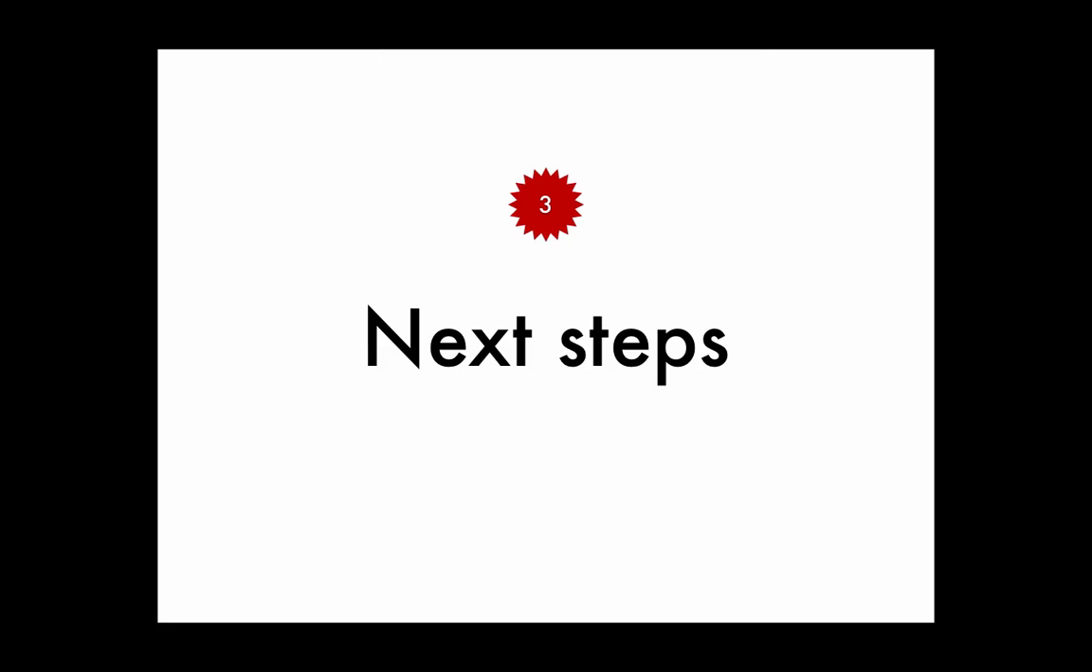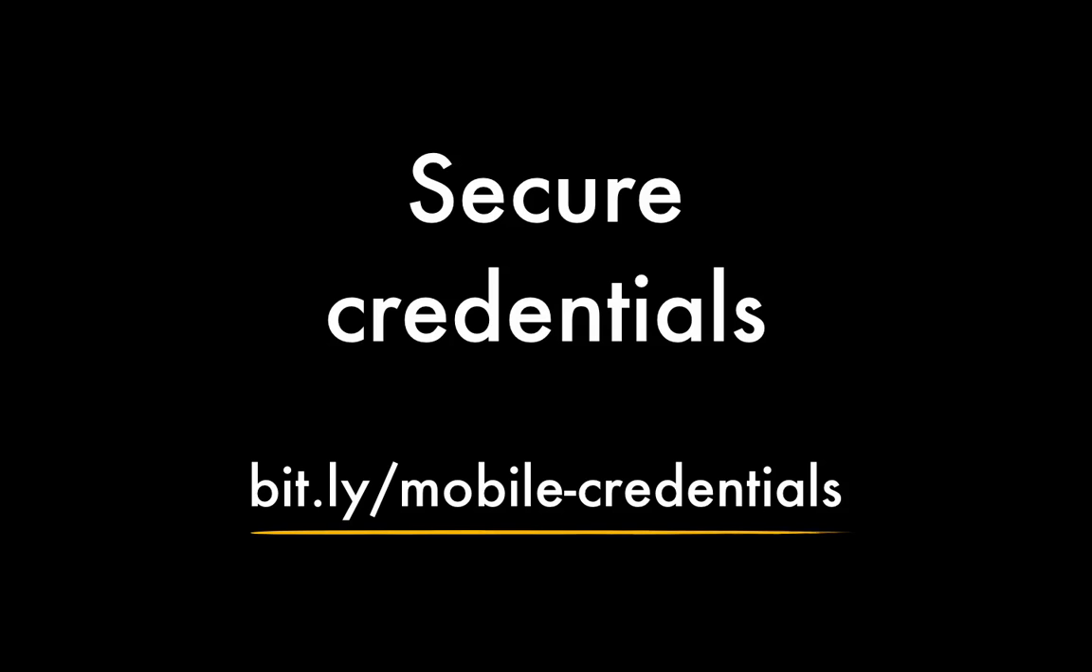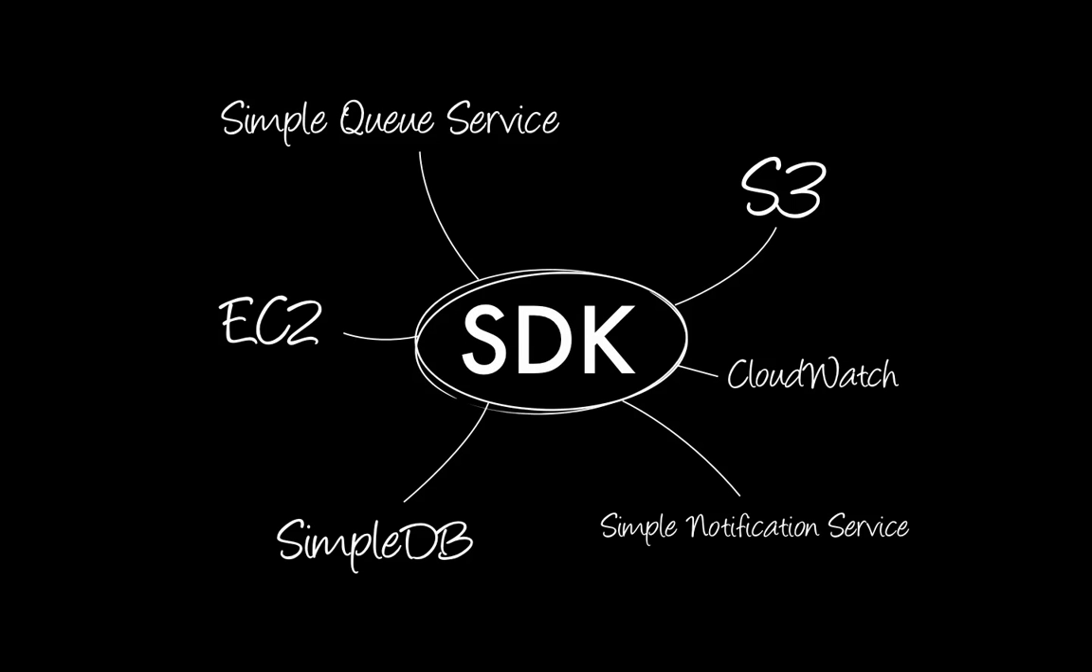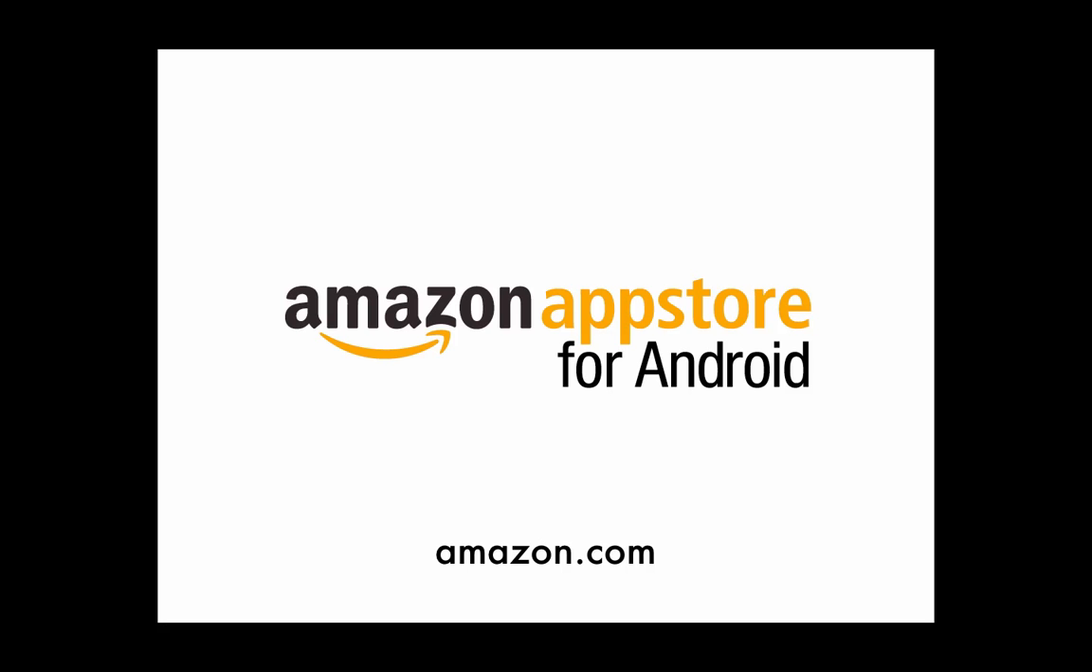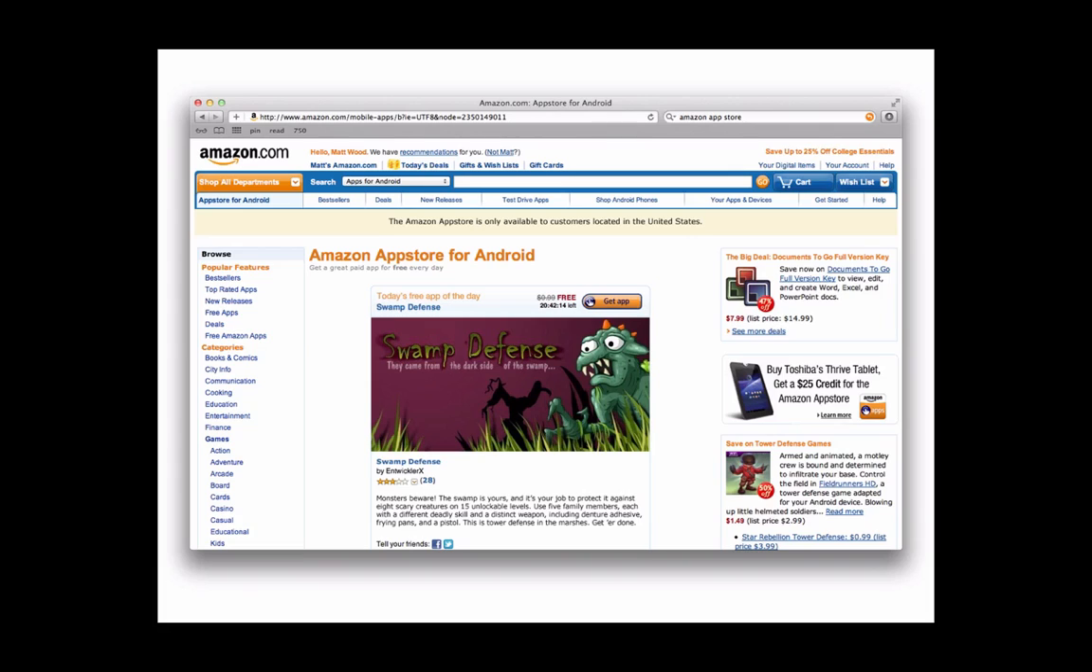And so on to some next steps. There are a number of important factors to keep in mind when dealing with security credentials on a mobile device, and you can read more about that in a great article on the AWS website. I'd also encourage you to explore the other features of the AWS SDK for Android and the AWS services it supports. And finally, you can use the Amazon Appstore for Android to sell your finished app on Amazon.com.